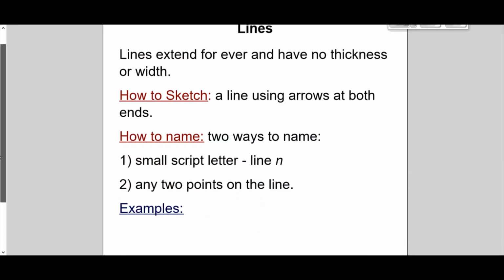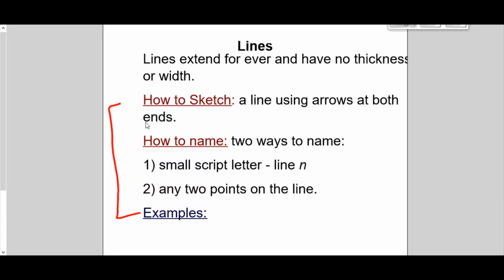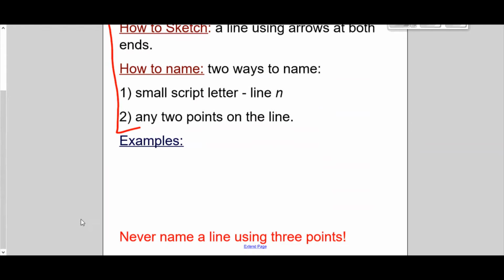The next term is a line. Lines extend forever in both directions and have no thickness or width. So again, you just need to write down the vocabulary term. You do not really need to write down the how to sketch or how to name part. I'll show you an example of how to name them and sketch them. You don't need to write that part down, but you do need a definition. So some examples.